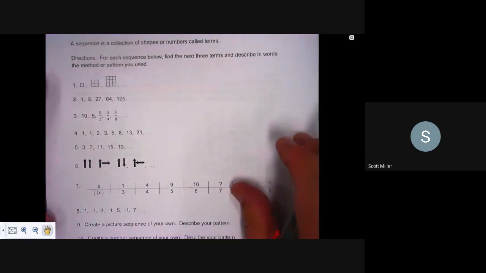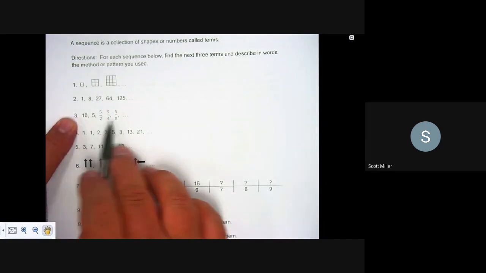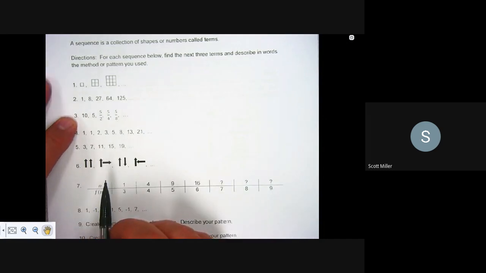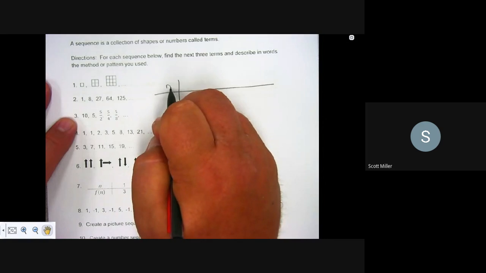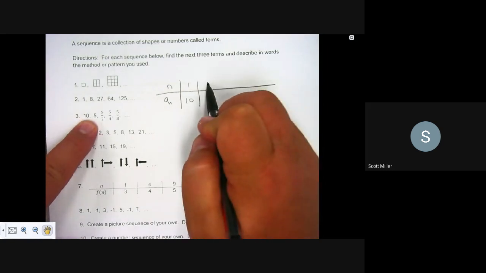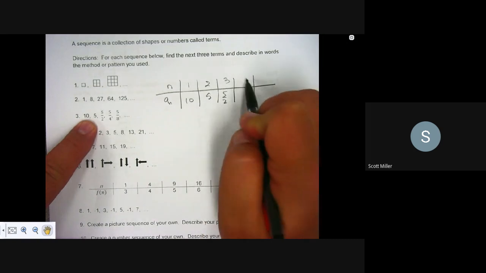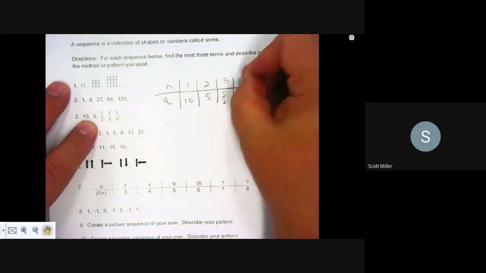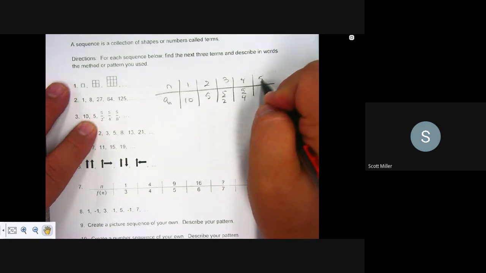I'm going to walk you through an example off the classwork. We'll pick one of these over here. I want to talk about the fraction, so you can see how to deal with the fraction. The first thing you should do is take your sequence and put it into a table. We'll use n, and we'll use a sub n. The first number in my sequence is 10. The second number is 5. The next one is 5 over 2. The next one is 5 over 4, and the next one is 5 over 8.